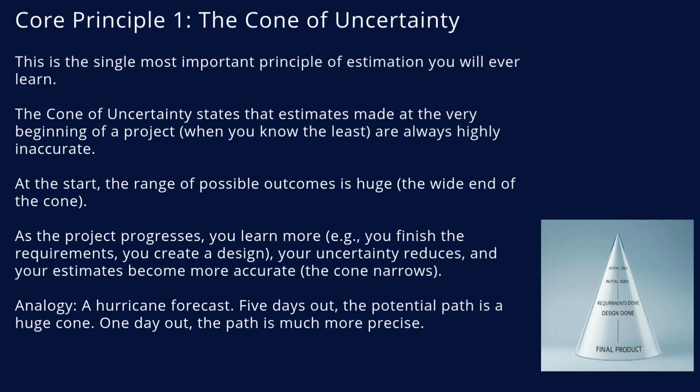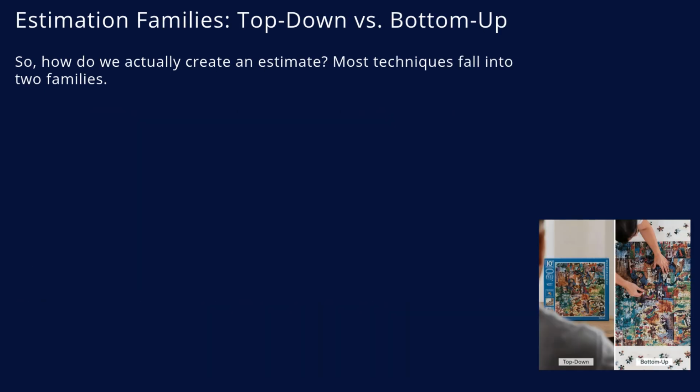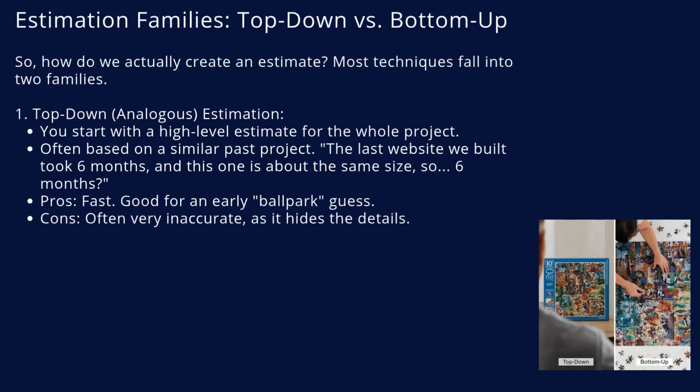So, how do we actually go about creating these estimates? There are dozens of specific techniques, but they generally fall into two big families, top-down and bottom-up. Top-down, or analogous, estimation is when you start with the big picture. You look at the whole project and make a high-level guess, usually by comparing it to something you've done before. You might say, the last time we built a mobile app like this, it cost £80,000 and took 4 months. This new one feels about the same size. So let's budget for that.